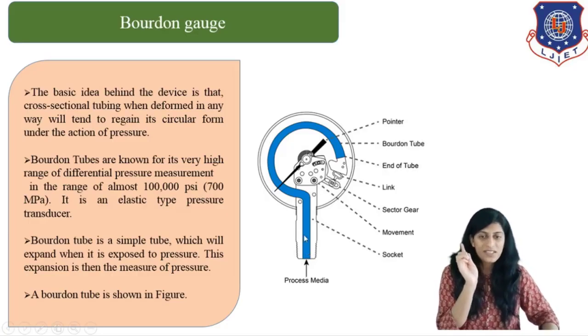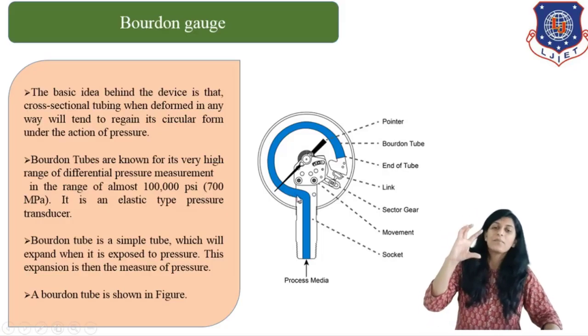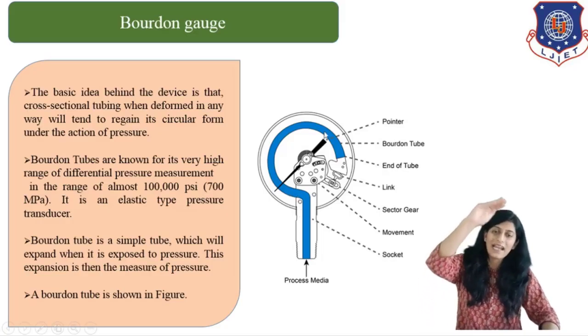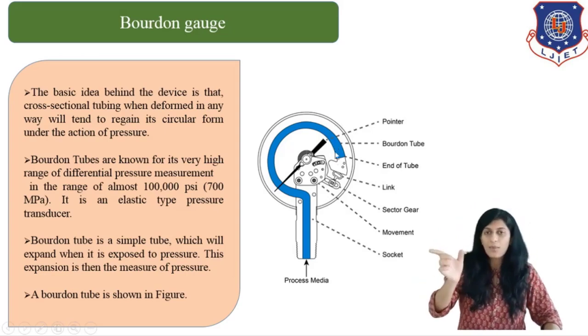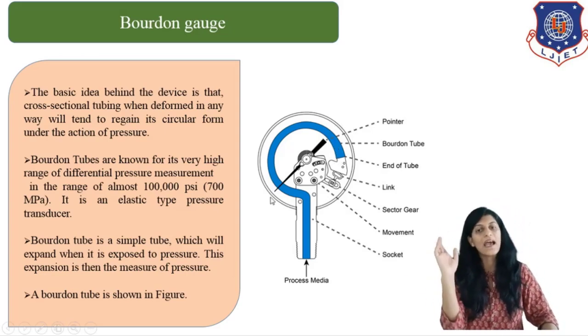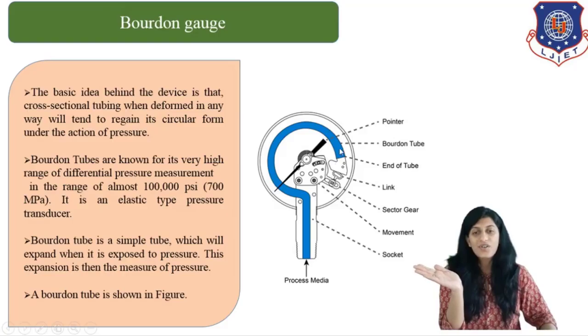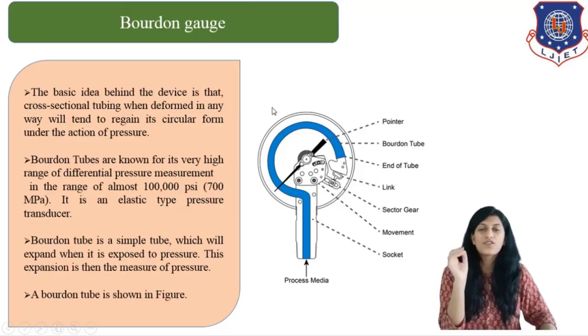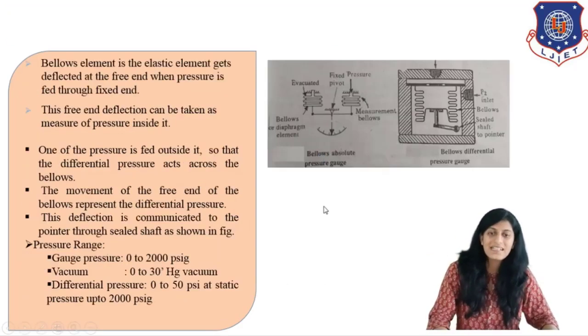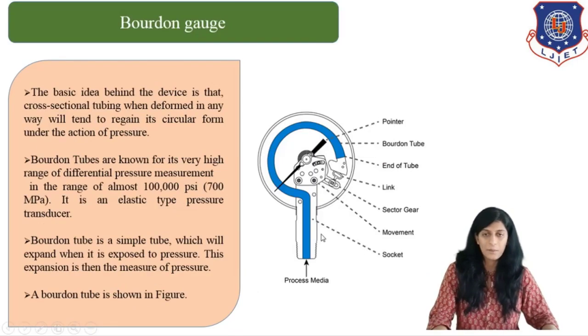Once the pressure is being exerted, there will be compression inside the spring, and due to that compression in the spring, the pointer will rotate, and the scale is calibrated in such a way that the rotation of the pointer will show you the pressure exerted on the system.